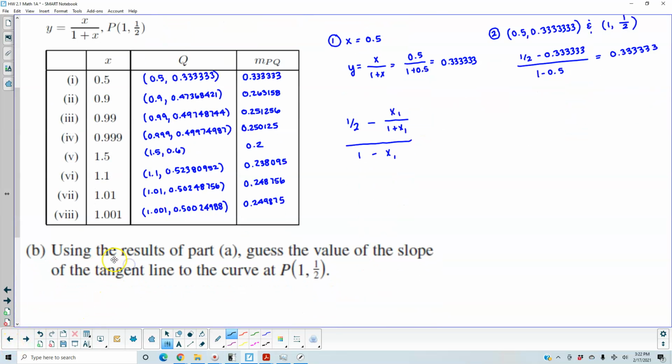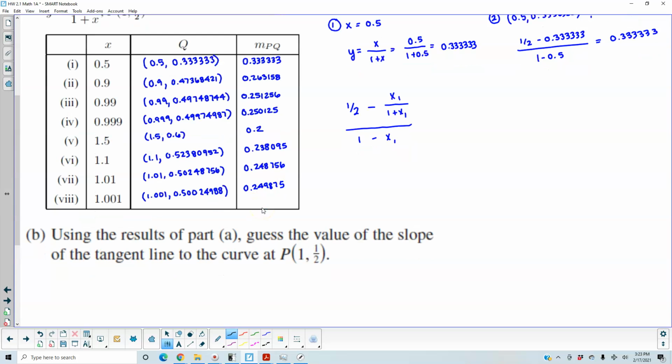Now for part B, it's saying, using the results of part A, guess what the value of the slope of the tangent line to the curve at P(1, 1/2) would be. We can see here, as we're getting closer and closer, using these values of 1.001 and 0.5002498, our slopes are getting closer and closer to 0.25, which means that the slope appears to be around 1/4.